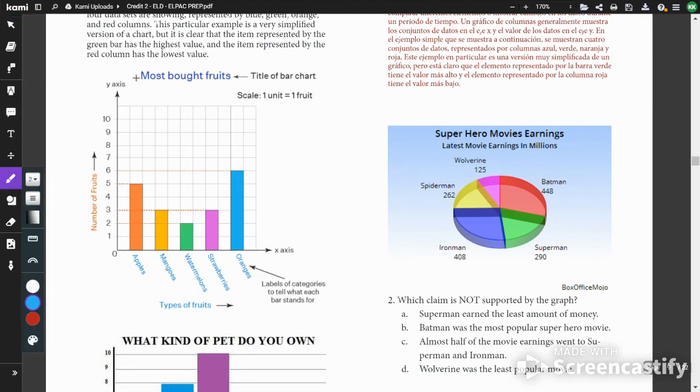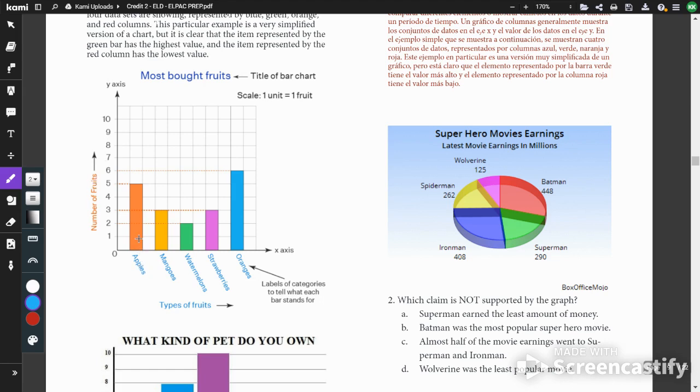Okay, so let's take a look at what a column chart is. Generally, the chart will have the title, which tells you what it's about. So this is talking about the most bought fruits. Down here, we have the type of fruit. These are the labels of categories to tell us what each bar stands for. So this tells us the type of fruit down here at the bottom. And over on the side, it tells us how much fruit.